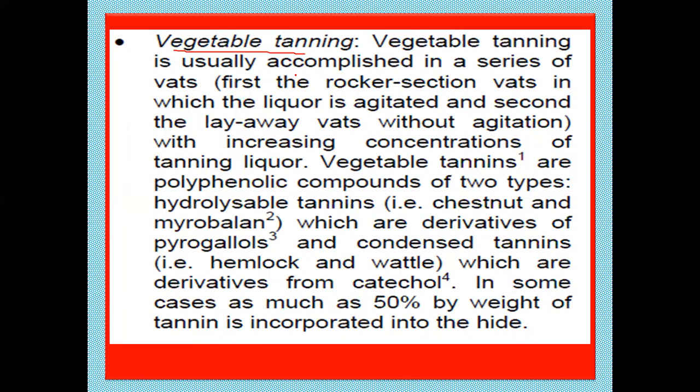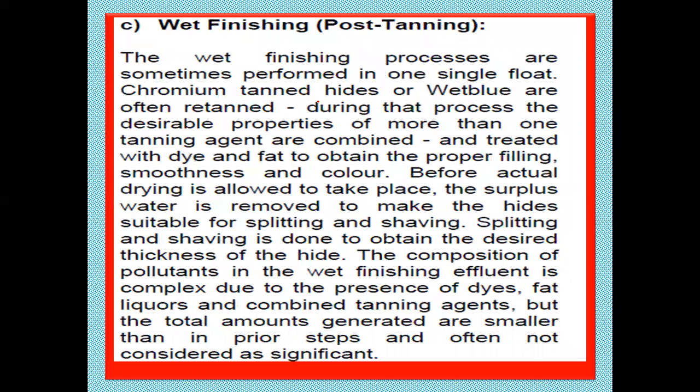So vegetable tanning is usually accomplished in a series of vats, in the series of vats. Vegetable tannins are polyphenolic compounds of 2 types. One is hydrolysable tannins, and the second one is the derivatives of pyrogallol and condensed tannins, which are derived from catechol, right? So like this you have to write about vegetable tanning. Next one.